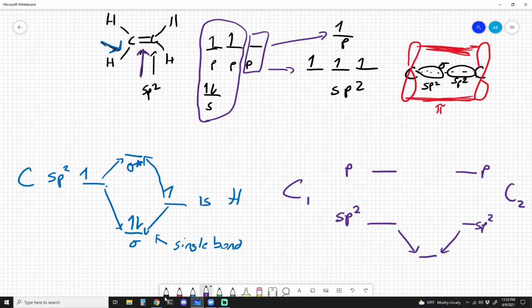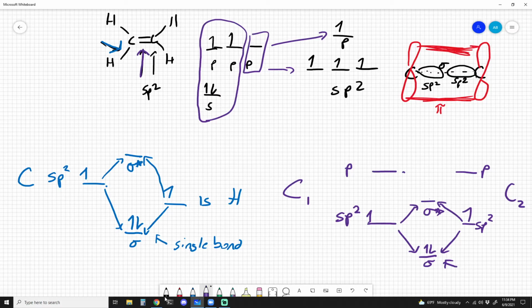So the sp2 orbitals hybridize to make a molecular orbital. If there is 1 electron in each, as we saw from our orbital diagram, we fill up our sigma bonding orbital, which makes sense. So this right here is the sigma bond, that's how we represent our sigma bond. We have no electrons in our antibonding orbital.